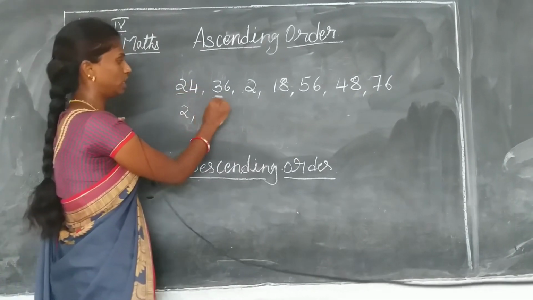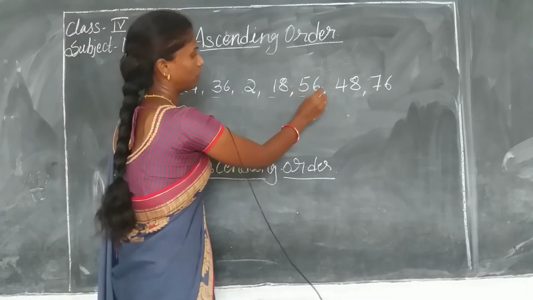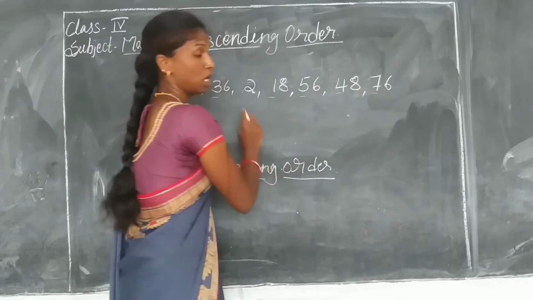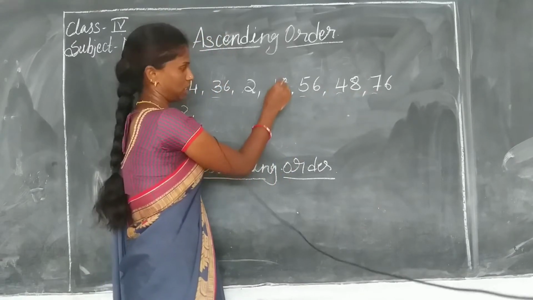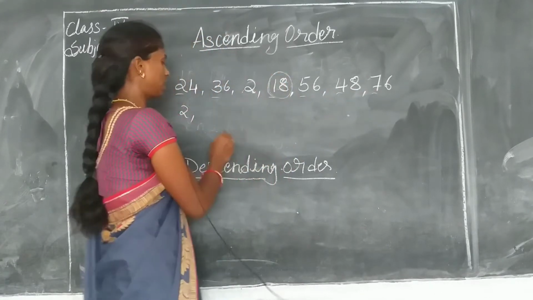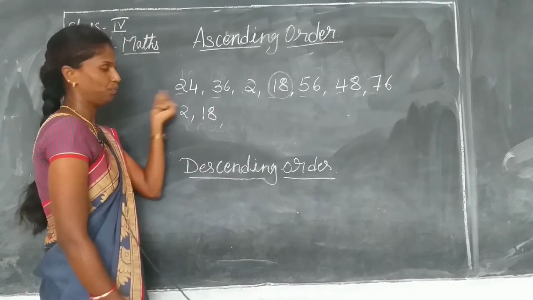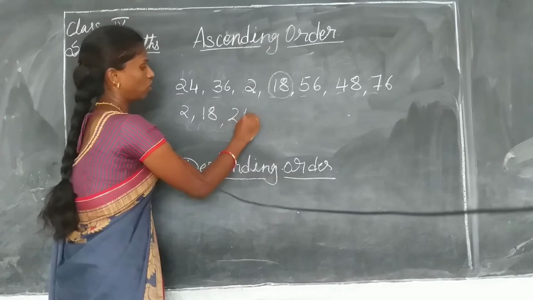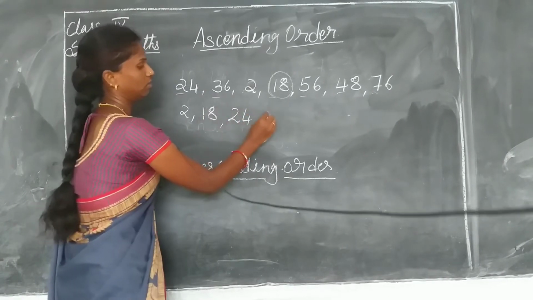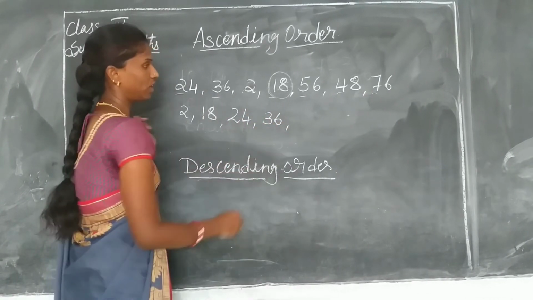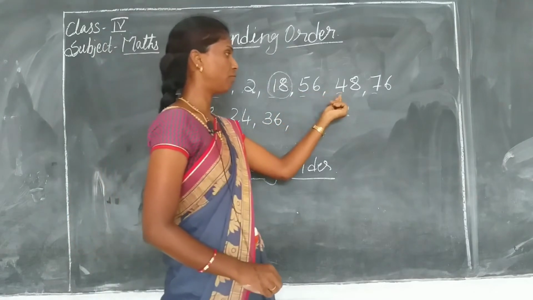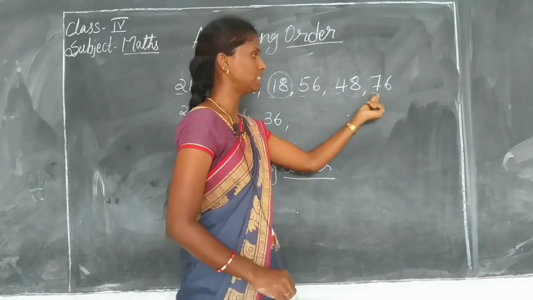Here 2, here 3, here 1, here 5, here 4, here 7. So which is the least? 1 is the least. So what is that number? 18. After that 2, 24. After that 3, 36. After that 5, 56, 48, 76.